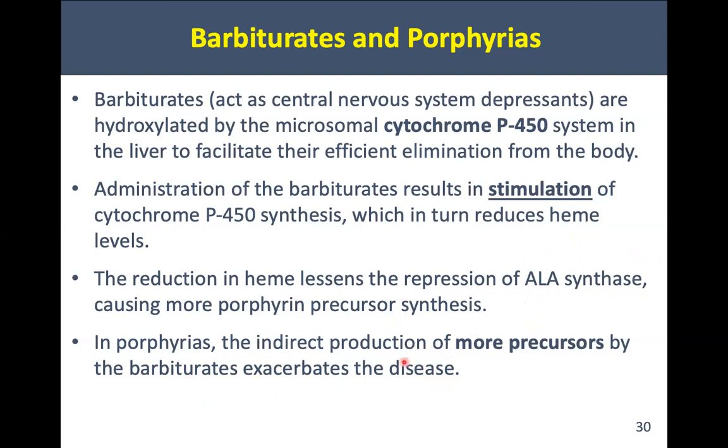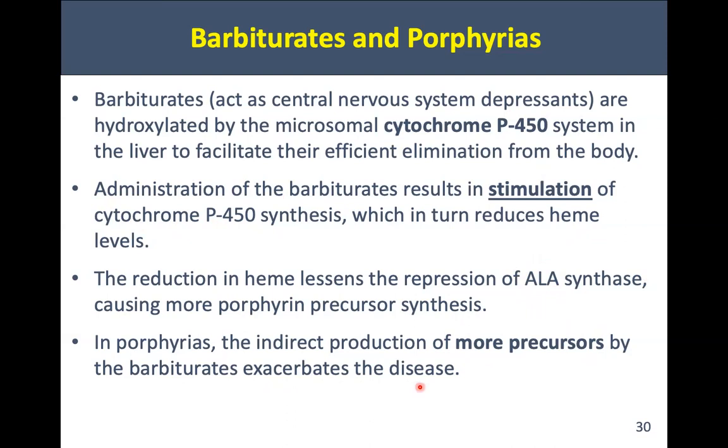So once again, just to follow the train of thought, I have barbiturates. Barbiturates are utilizing the cytochrome P450 system. Because they're utilizing the cytochrome P450 system, the cytochrome P450 enzymes are using heme. Because they're using heme, the heme is being depleted. Because the heme is being depleted, there are low levels of heme, which means decreased inhibition of ALA synthase. Because of decreased inhibition, that means more activity of ALA synthase, means more precursors. More precursors, in the case of porphyria, means exacerbation of the disease or more disease severity.